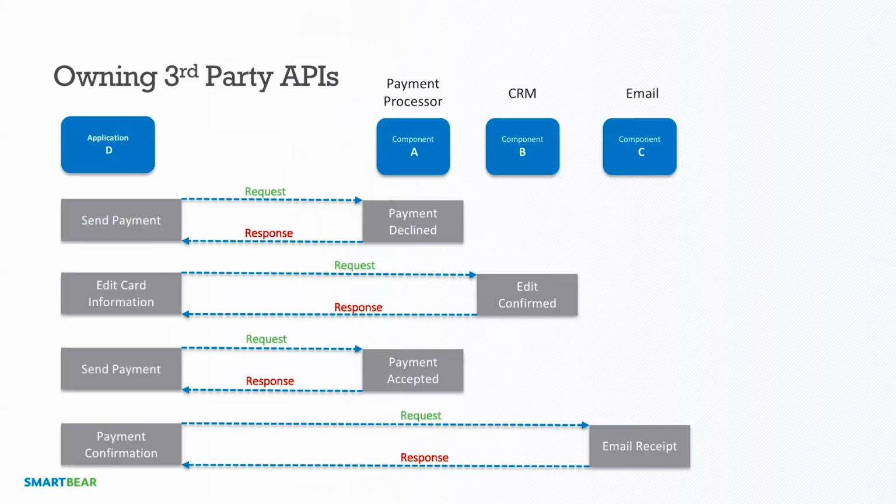Then owning third-party APIs, I think, is something we're also talking about here. It's difficult in this transaction case. Let's say we're sending a payment to a payment processor. That processor is actually declining the payment. So on our own UI, we're asking the customer to edit that card information. We're saving that card information in our own CRM. And then we're actually sending that payment once it's saved. Now that payment processor is going to accept the payment because now it's passing.